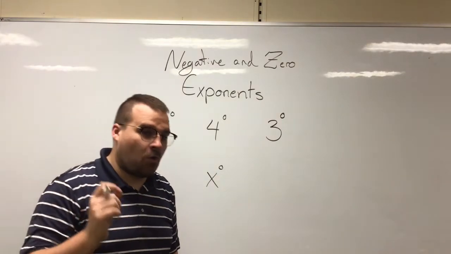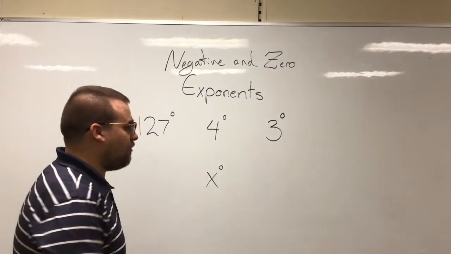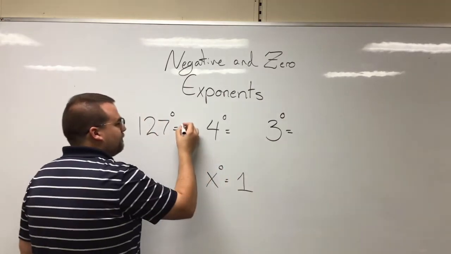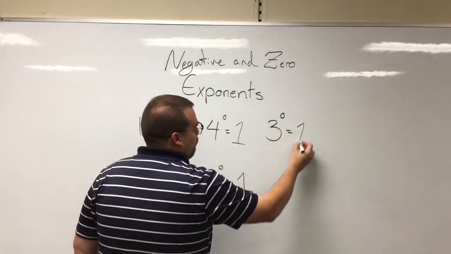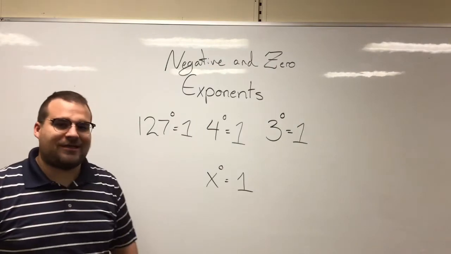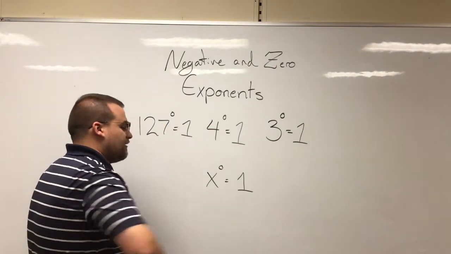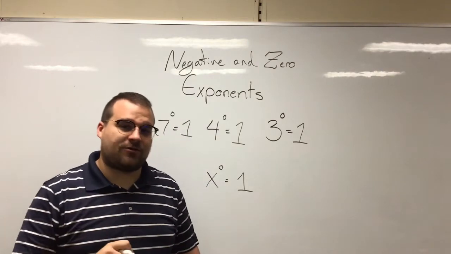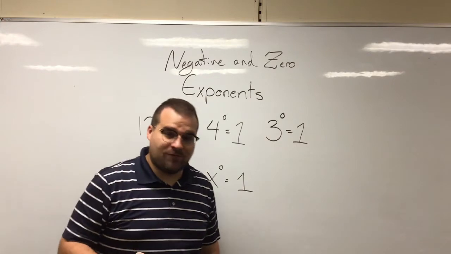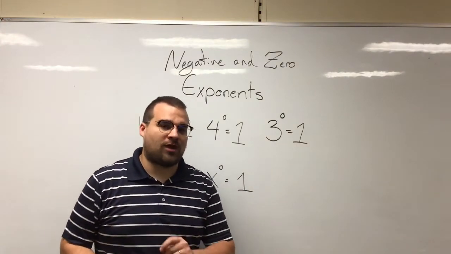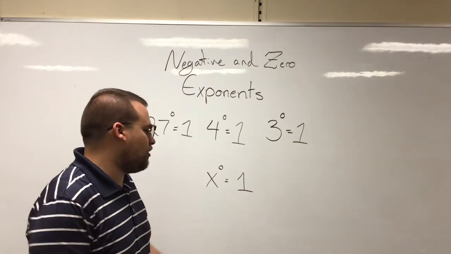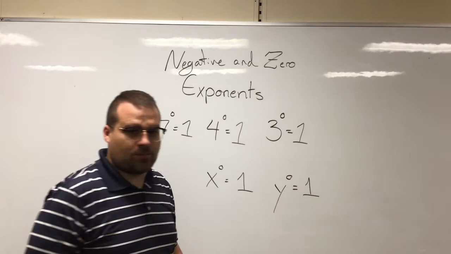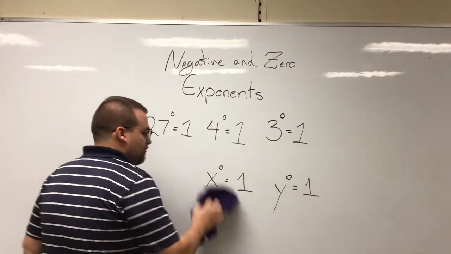Any number or variable to the 0 power is equal to 1. So all of these, no matter what, equal 1, even if it is a variable. This is the only instance where we can actually take a variable to an exponent and not know what the variable is, but still get a whole number value. So even x to the 0 power or y to the 0 power is 1. That's x to the 0, or that's 0 exponents.